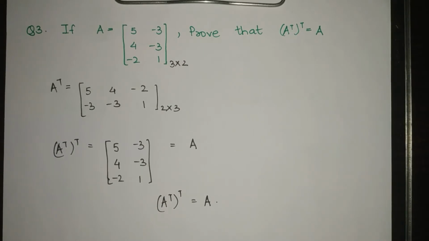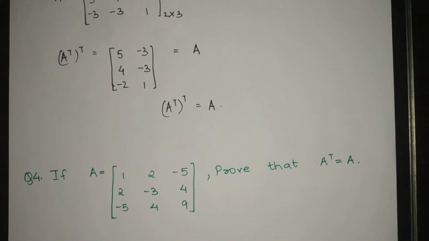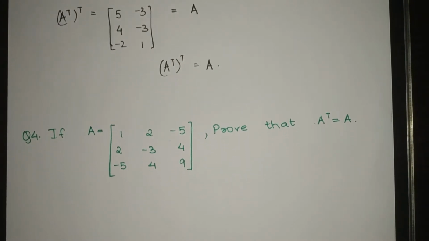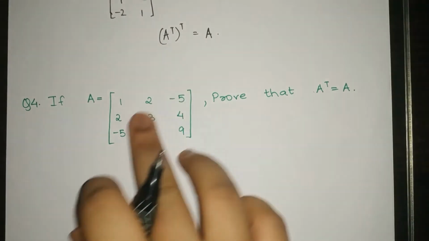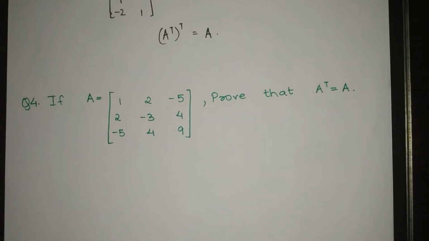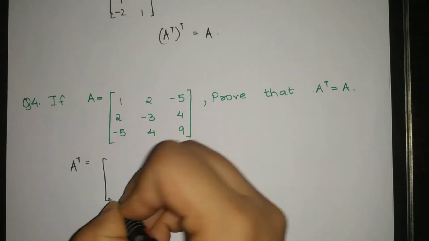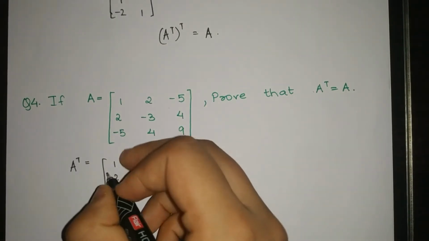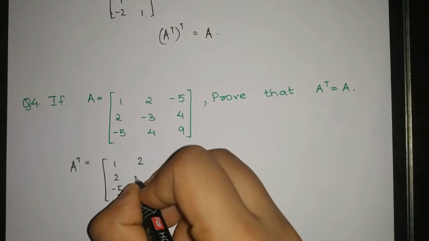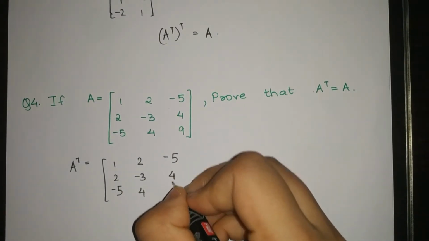Okay. Now next question. If A is equal to this 3 cross 3 matrix, then prove that A transpose is equal to A. So you can clearly see actually that this is a symmetric matrix and hence A is equal to A transpose. However, we need to prove this, so we have to find A transpose for that. So you first write the first row as the first column, second row as the second column, and third row as the third column.